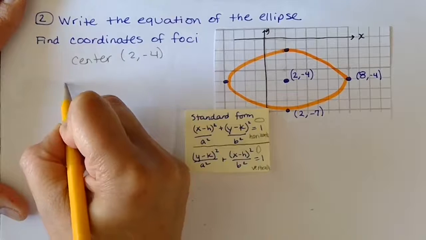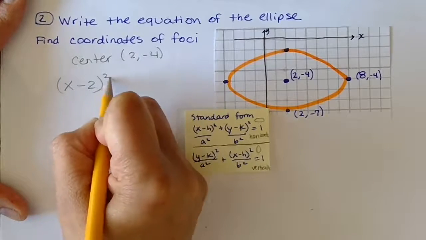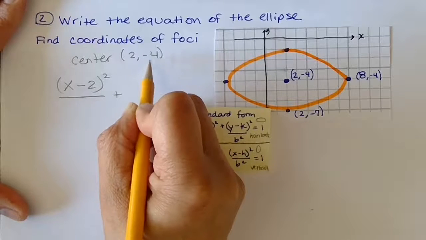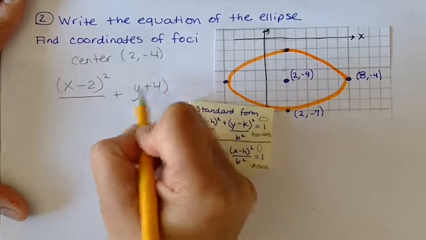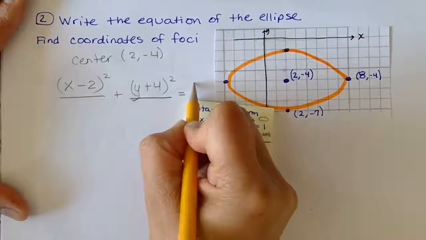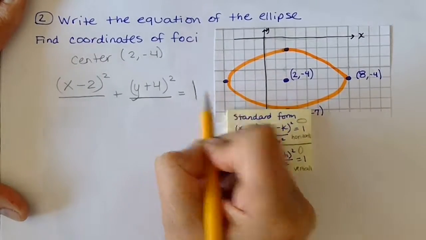And I can kind of use the formula, but I just always say, well, I know the x goes with the 2, so the x minus 2, and then this number is going to go with the y, so this is going to be y plus 4, opposite of what you think, equals 1. And it always equals 1. All the ellipse equations will always equal 1.